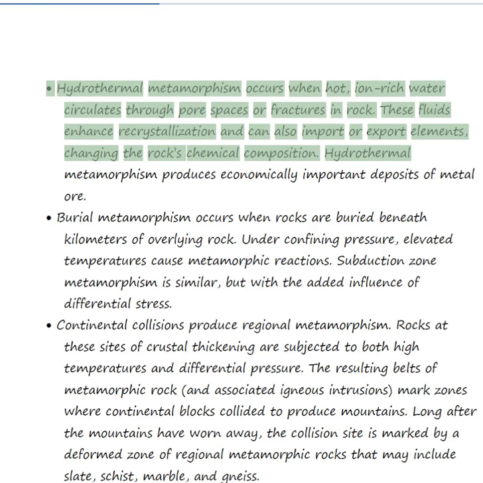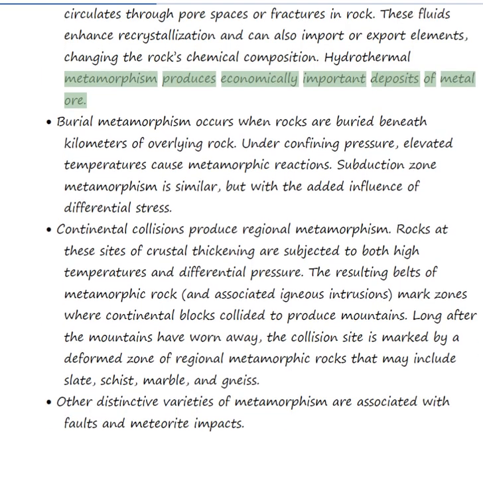Hydrothermal metamorphism occurs when hot, ion-rich water circulates through pore spaces or fractures in rock. These fluids enhance recrystallization and can also import or export elements, changing the rock's chemical composition. Hydrothermal metamorphism produces economically important deposits of metal ore.